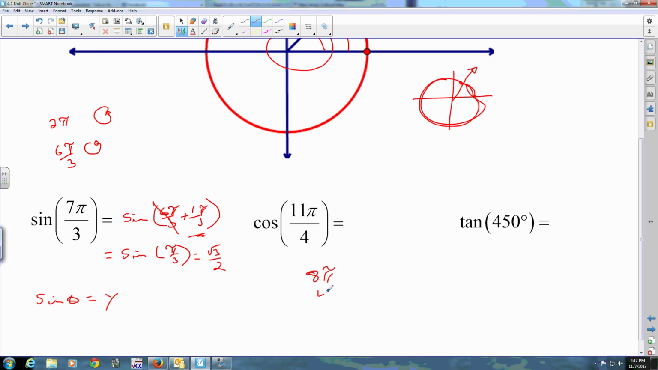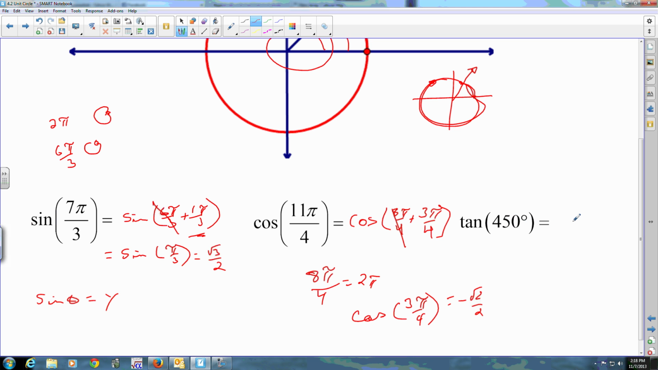I'm dealing with fourths. 8 pi over 4 is equal to 2 pi. So 11 pi over 4 is 8 pi over 4, a full circle, plus 3 pi over 4. Because it's a full circle, I can disregard it. So I'm asking, what is the cosine of 3 pi over 4? Cosine is your x value. Your x value at 3 pi over 4, which is right there, is negative square root of 2 over 2.